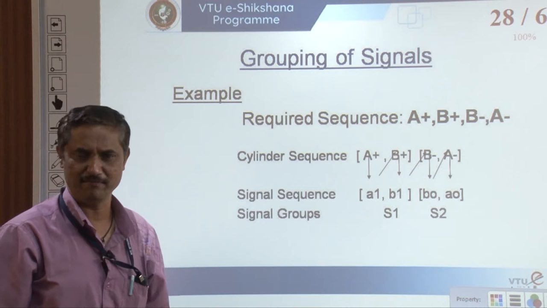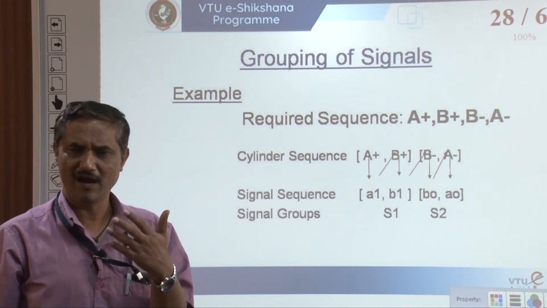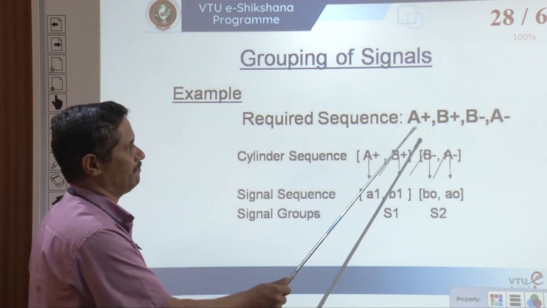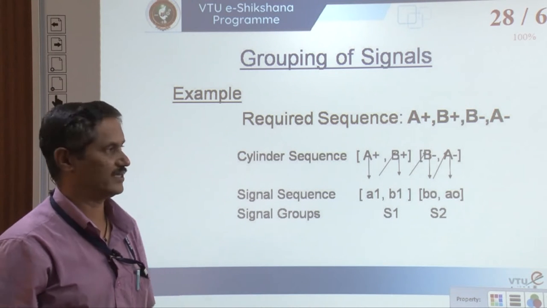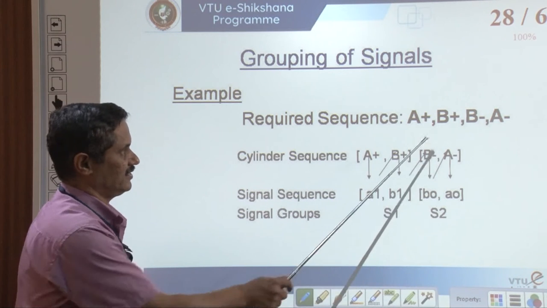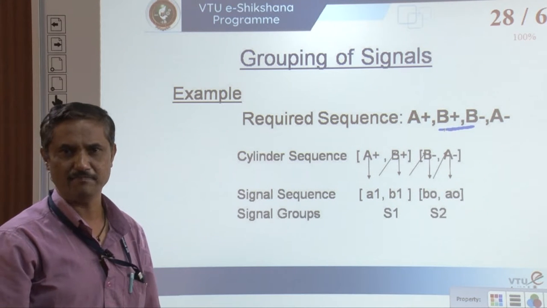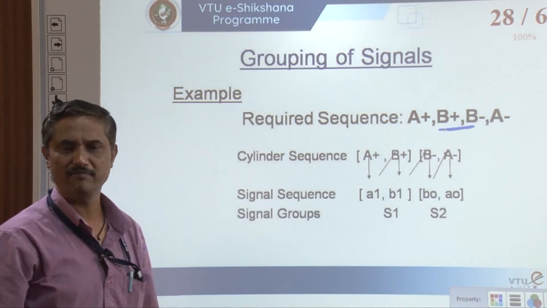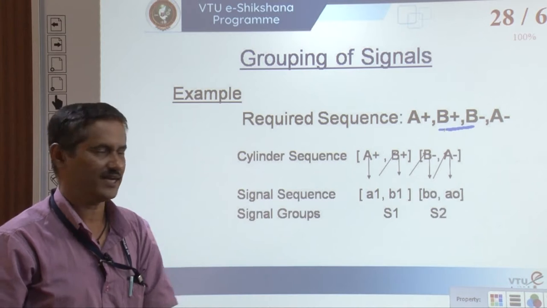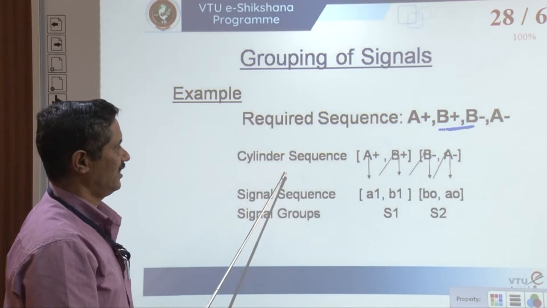Let me take another example. Why I am repeating with one more case is, you should be aware of such experimentation. So if you take an example of A plus, B plus, B minus, A minus as a case, here if you observe this, this is a sequence where for B plus and B minus there will be signal overlap. This can be avoided by using any method, but I am discussing here the cascading method. In the cascading method, we have to start with the cylinder sequence.